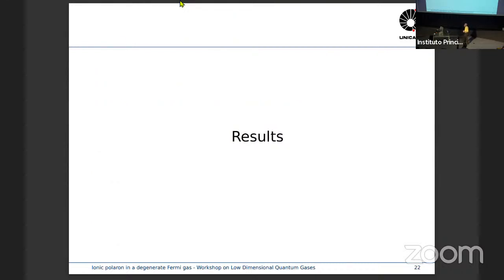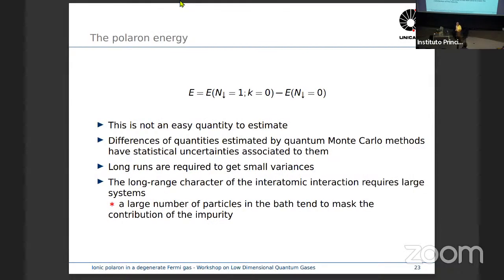Now let me show you some results that we have. I start by showing you the polaron energy. What is this? We put the ion, the down spin particle, in a state with K equals 0, with momentum equal to 0, minus the energy of the bath. This is not an easy quantity to estimate.